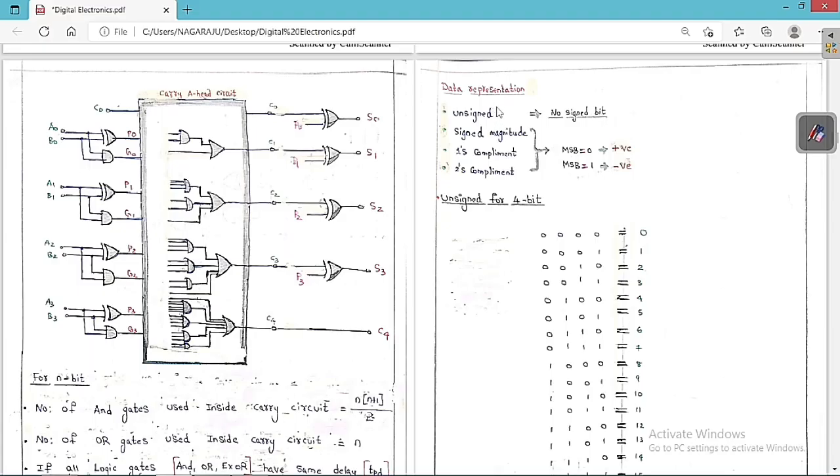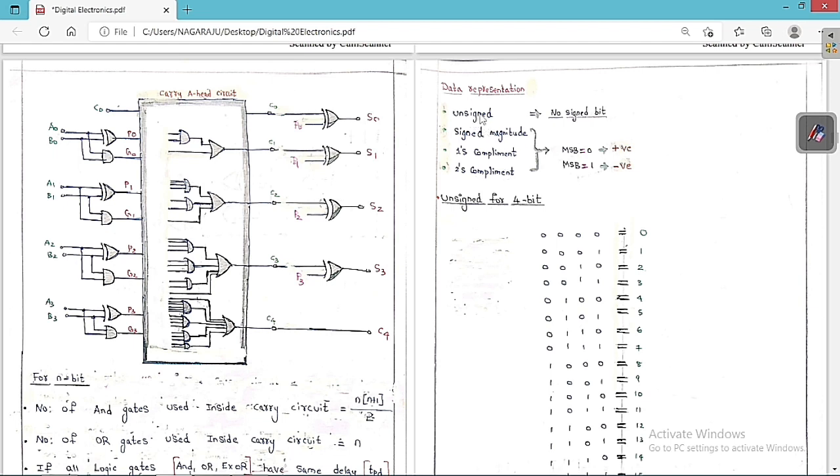Let's discuss the other new concept, which is called data representation. So data representation we are going to study now. Under this we are going to study the different concepts: unsigned, signed magnitude, ones complement, and twos complement. All these things we are going to study one after another.